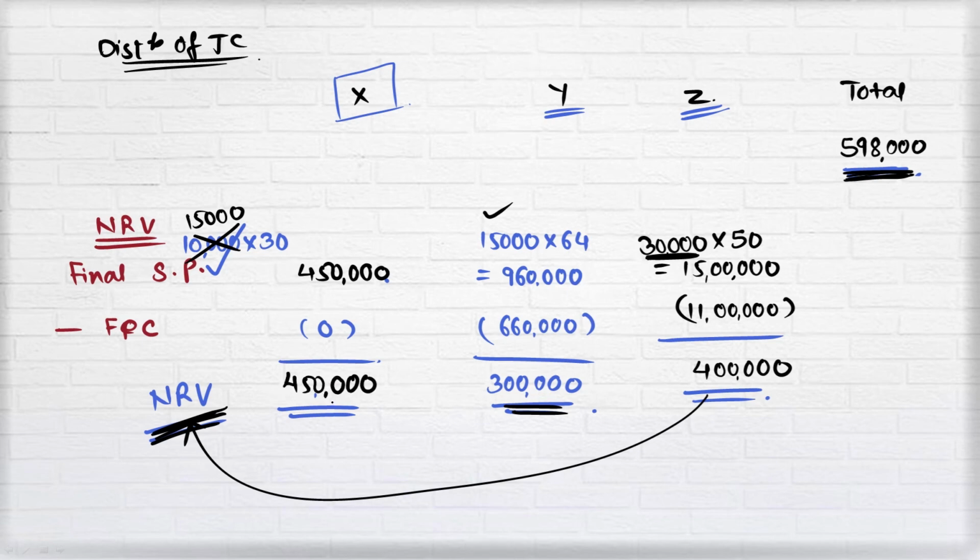This is realized value or net realizable value? Net realizable. If all the manufactured goods were sold, what will be the realizable value of the product? This is my net realizable value. This will be 9:6:8. What is this ratio?